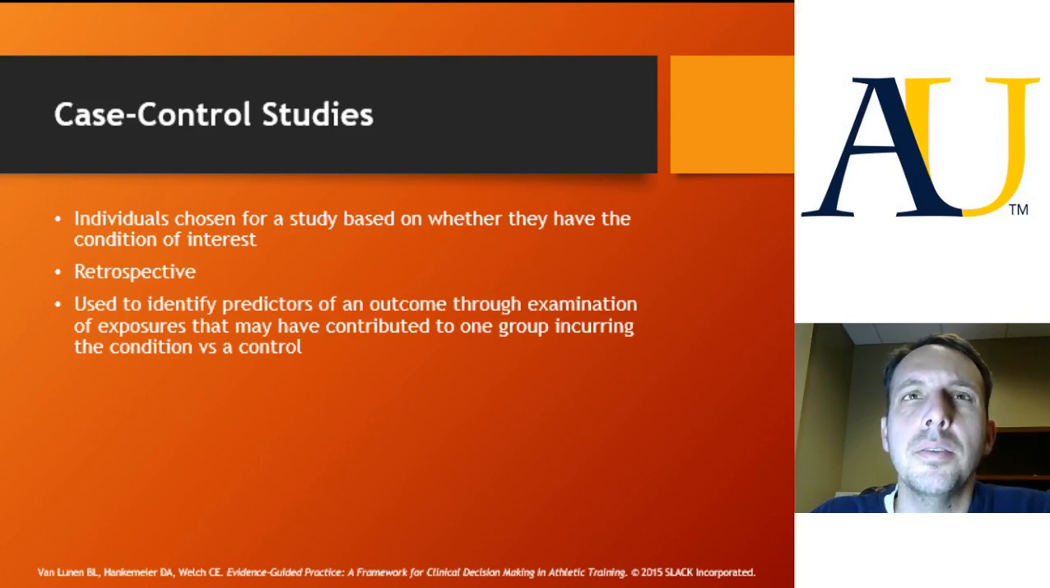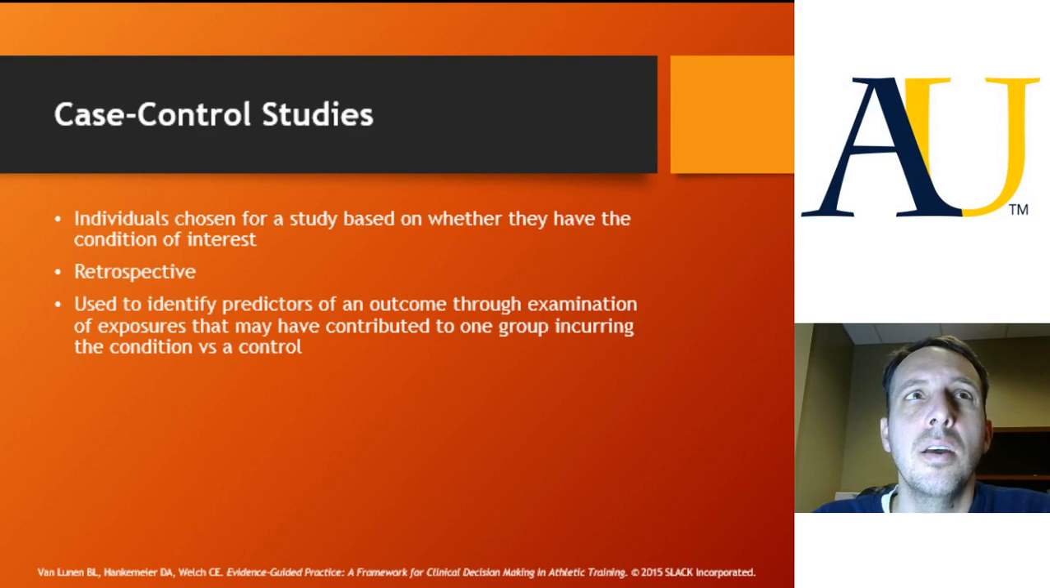So if we go back to our stress fracture example, if we found that those individuals with stress fractures had a lower level of ankle strength, we are not sure which came first, the lower level of ankle strength that may have caused the stress fracture, or a stress fracture causing a lower level of ankle strength. So this is an example of where we're trying to figure out the associations, but not necessarily a causation. All we know is that these are associated.